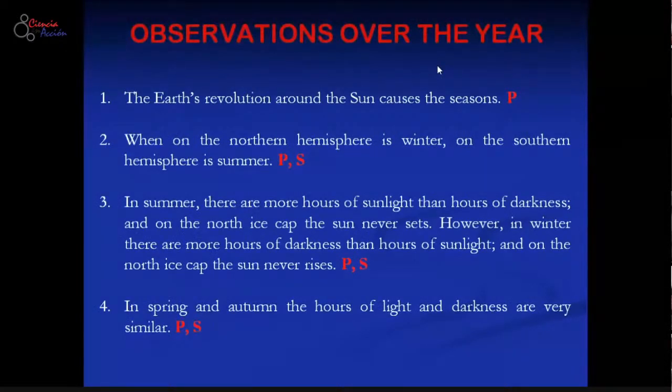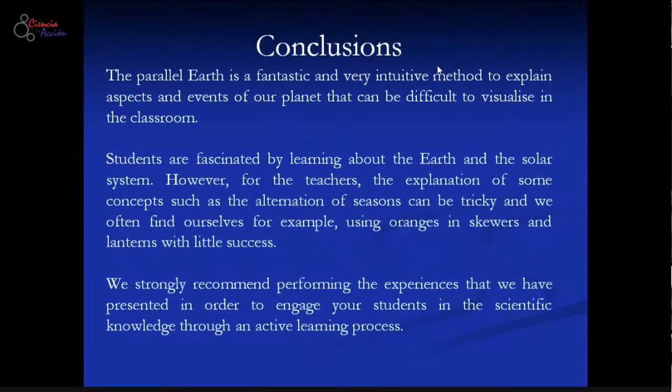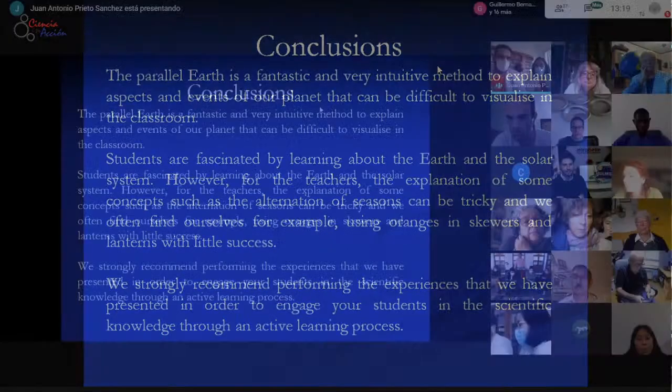And if we make observations over the year, we can see that the Earth's revolution around the sun causes the seasons. When in the northern hemisphere it is winter, in the southern hemisphere it is summer. In summer, there are more hours of sunlight than hours of darkness, and on the north ice cap, the sun never sets, or almost never sets. However, in winter, there are more hours of darkness than hours of sunlight. And in spring and autumn, the hours of light and darkness are very similar.